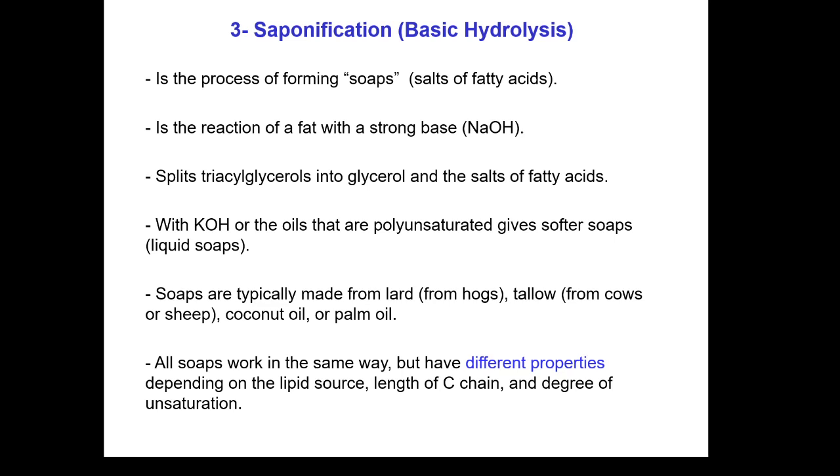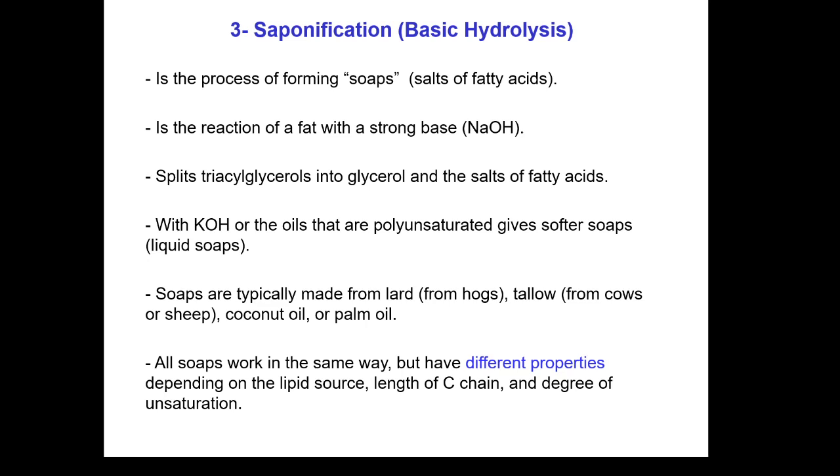If we use potassium hydroxide, or we use unsaturated fats, specifically polyunsaturated, so multiple double bonded fats, we end up with liquid soaps. So our solid soap you use, again, why it's solid, is because it's all saturated fats. Therefore, the interactions are still great. Our liquid soap has some unsaturation in there. Or with potassium hydroxide.